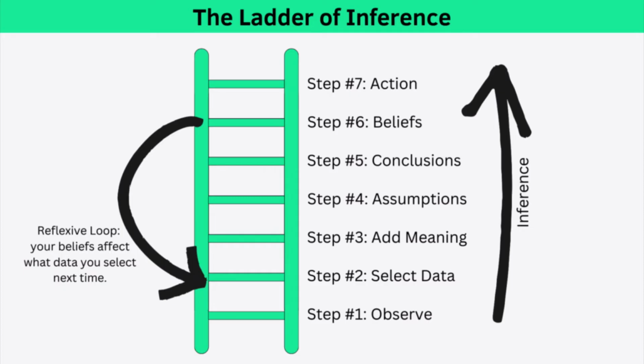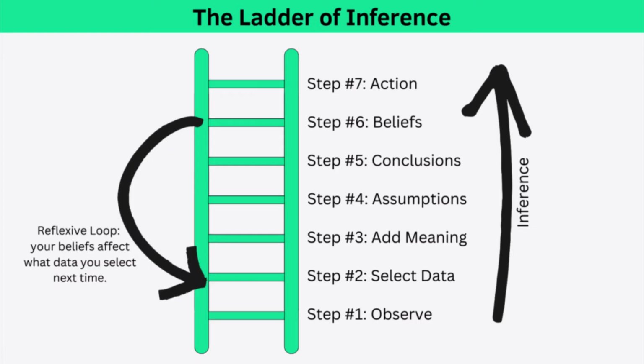Now that you've added meaning, in step 4, you make assumptions or apply your previous assumptions or beliefs. In step 5, you draw conclusions about what the situation means by combining your facts, meaning, and assumptions. In step 6, based on the conclusions you draw, you begin to form beliefs.